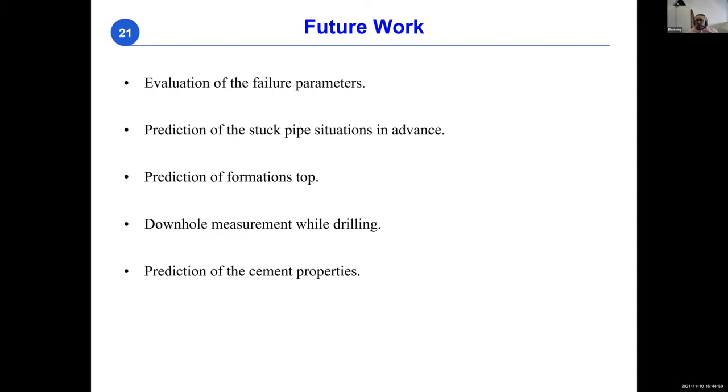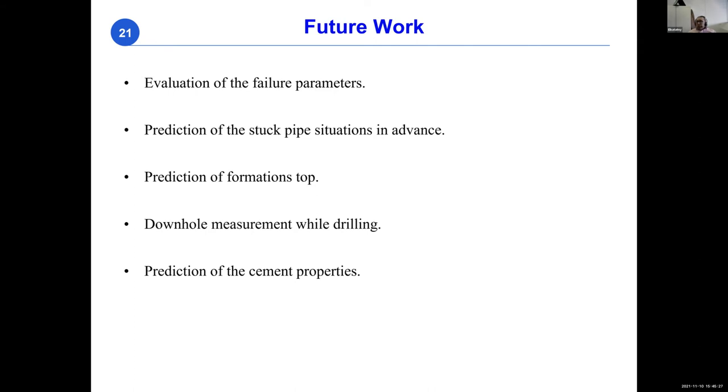So we need to continue working on the geomechanical parameters to determine the failure parameters. Other downhole problems, such as stuck pipe, should be considered, and they require a huge effort of using AI and machine learning to predict in advance. Prediction of formation tops, especially if you have a quick change from one layer to another, especially if you have thin sections of sandstone, limestone, and so on. So AI will be perfect for this kind of problem.